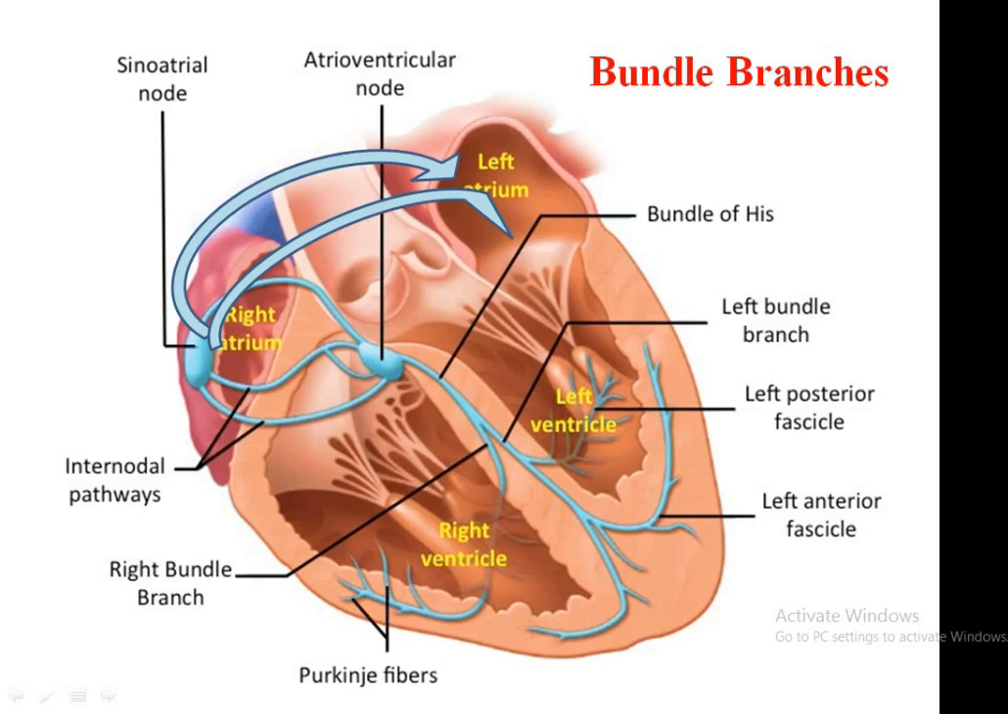The conducting system of the heart starts from SA node to AV node to bundle of His, and then bundle of His divides into two branches, the left branch and the right branch. The left further divides into posterior branch and anterior branch. So these are the branches which are known as bundle branches. So left bundle branch, right bundle branch, the left posterior fascicle or branch, and left anterior fascicle or branch.